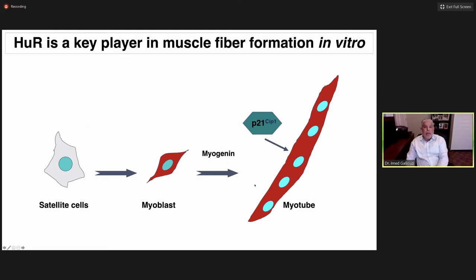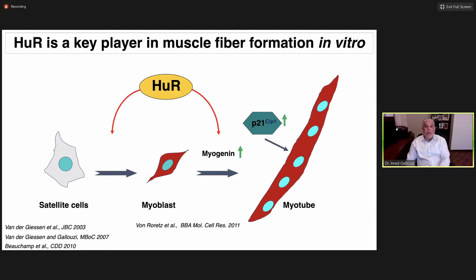So in my lab, we started asking the question: what are the mechanisms that regulate gene expression? Obviously, when I started the lab, we knew a lot about transcription, how transcription promotes muscle fiber formation via these factors and others. However, post-transcriptional regulation was really unknown territory. Since I was working on this tiny protein called HuR, an RNA binding protein discovered in 1996, and we started during my postdoc to find out some of its functions, when I moved to McGill, I asked whether this protein could play a role in muscle fiber formation.